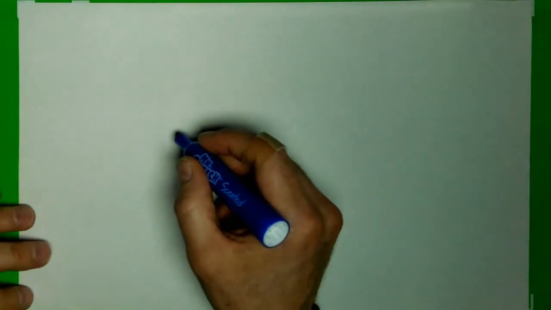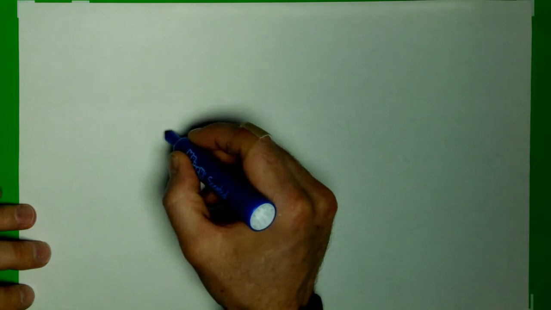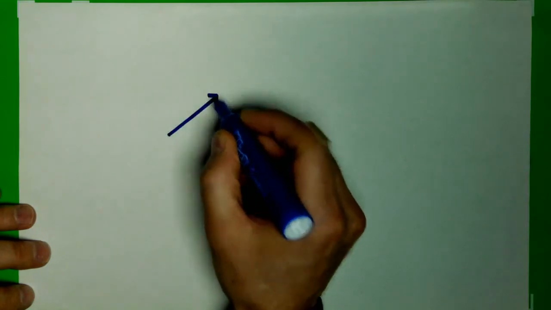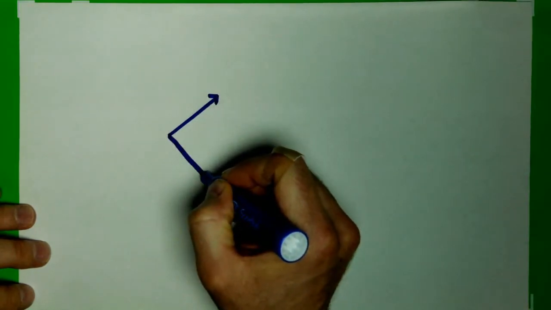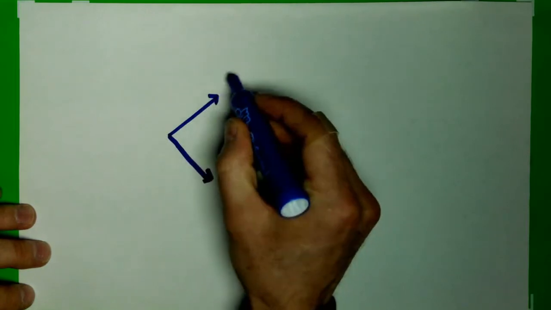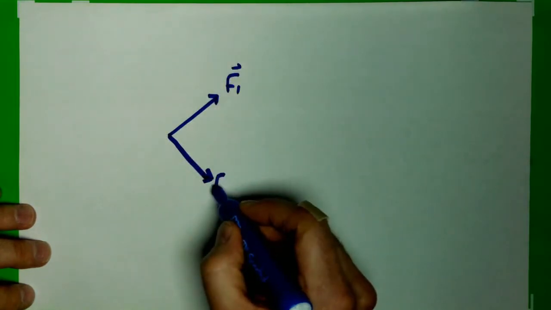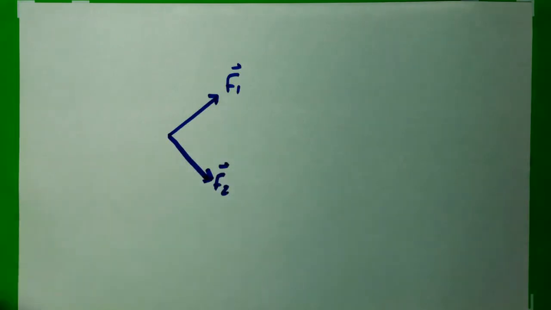Suppose an object has three forces acting on it. One like this, and one like this. I'll call that F1, F2. And the third force is such that this object is not accelerating. What direction and magnitude should that force be?